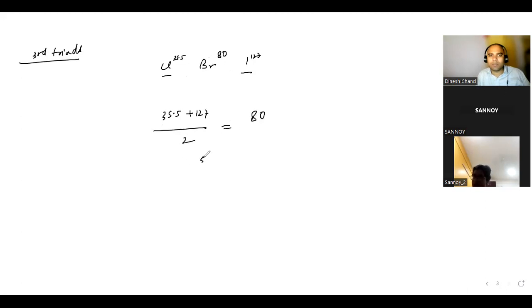So here you see, 35.5 plus 127 is 162.5, divided by 2 gives 81.25. This is not equal to 80. Yes or no? This is not equal.